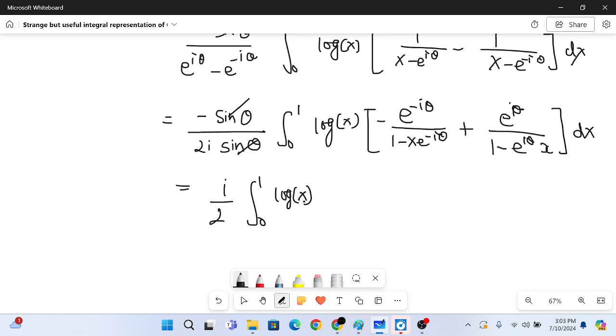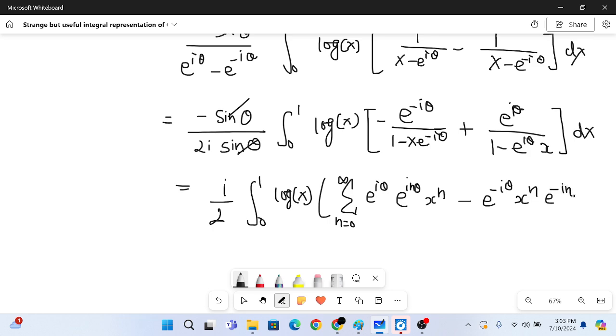Now this is the sum from n equals 0 to infinity of e to the power iθ. Let me write this first, e to the power iθ. Please note that the modulus of e to the power iθ is always 1. Since x is going from 0 to 1, x is less than 1, so that's why the ratio is less than 1, so you can use the geometric series formula. Now this is e to the power inθ times x to the power n. Over here it is also e to the power minus iθ. This is the first term. The ratio is this, so x to the power n times e to the power minus inθ.